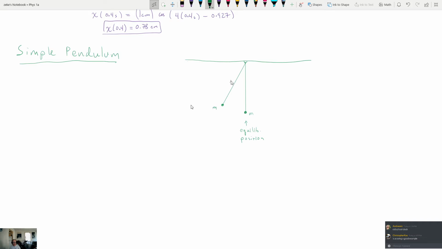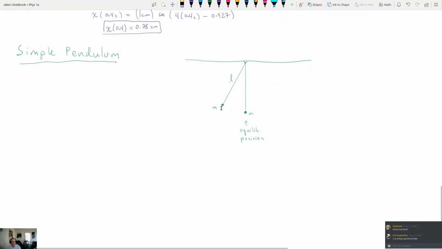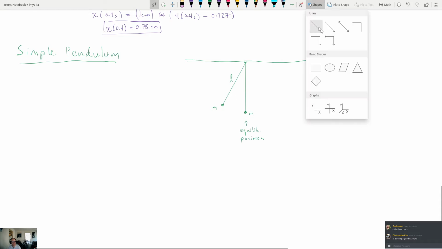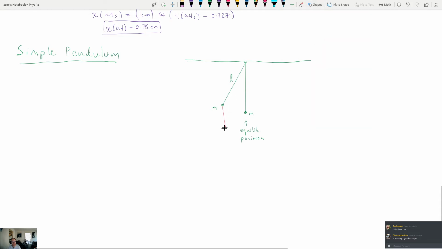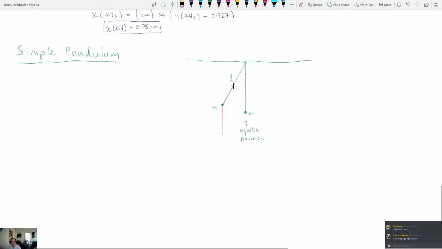Okay, so in our case, we're going to say this is M. I'm going to define the length of my string to be L. And we're going to look at the forces that are acting on this object. So if we pull this object to here, then there's going to be a weight that goes down, and there's going to be a tension on the cord that goes this way. So we've got tension, and we've got weight.